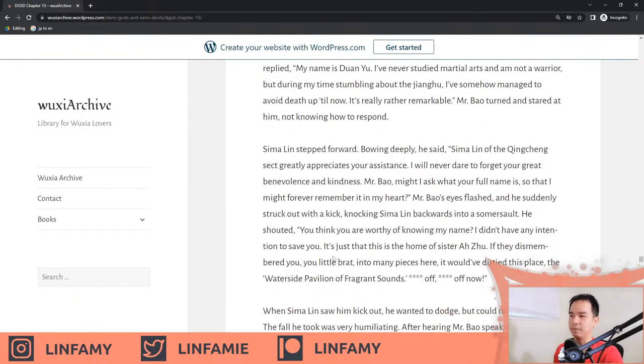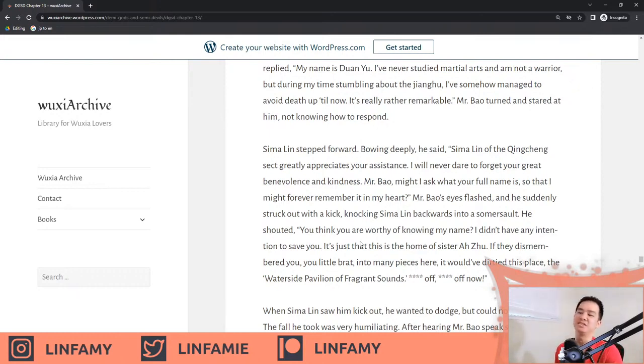Sima Lin stepped forward. Bowing deeply, he said, Sima Lin of the Qinchang sect greatly appreciates your assistance. I will never dare to forget your great benevolence and kindness. Mr. Bao, might I ask what your full name is, so that I might forever remember it in my heart? Mr. Bao's eyes flashed, and he suddenly struck out with a kick, knocking Sima Lin backwards into a somersault. He shouted, Do you think you are worthy of knowing my name?